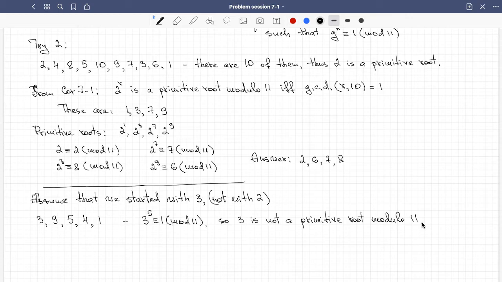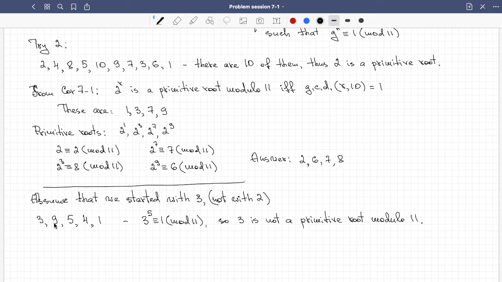Three is not a primitive root. How do we proceed? Do we want to pass to the next try? Or we can squeeze a little bit more information out of this calculation. Yes, we can. Look, besides the knowledge that 3 is not a primitive root, we can find out something about 9, 5, and 4. Indeed, this is a power of 3.